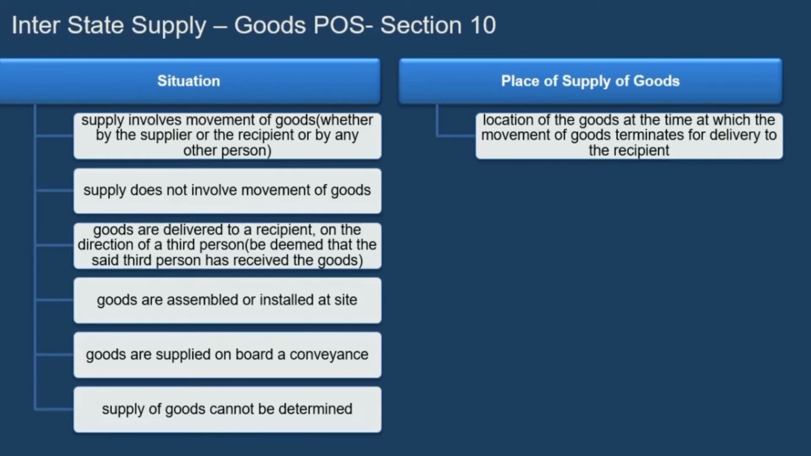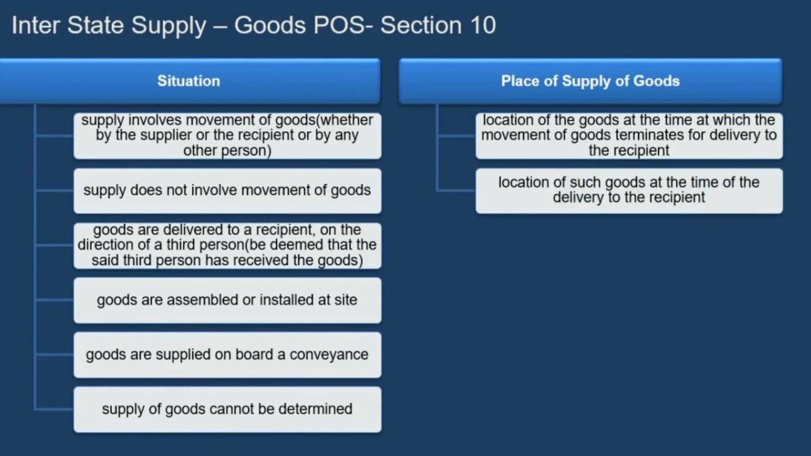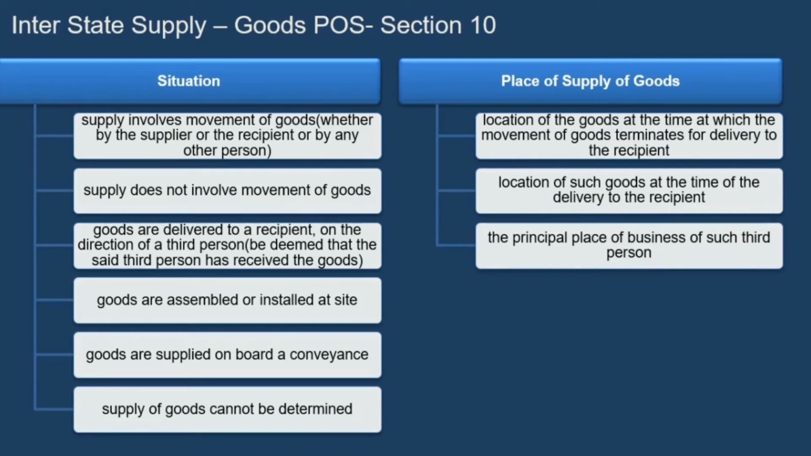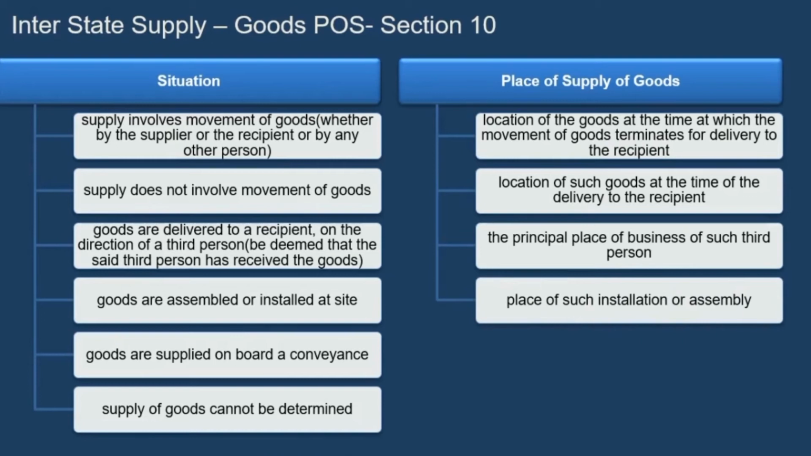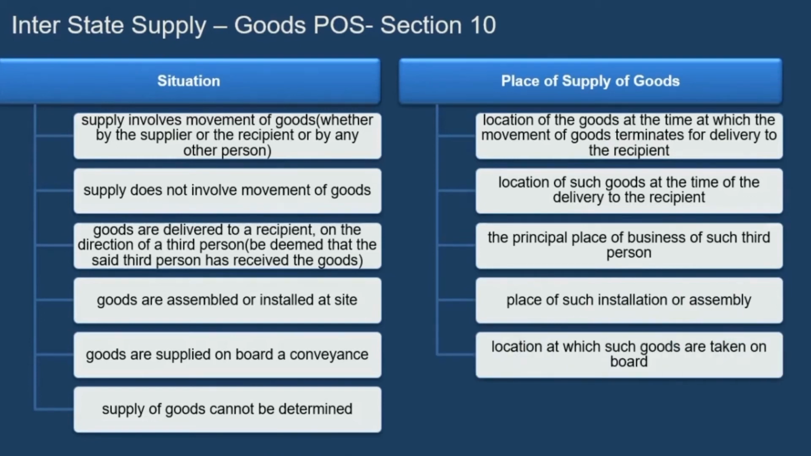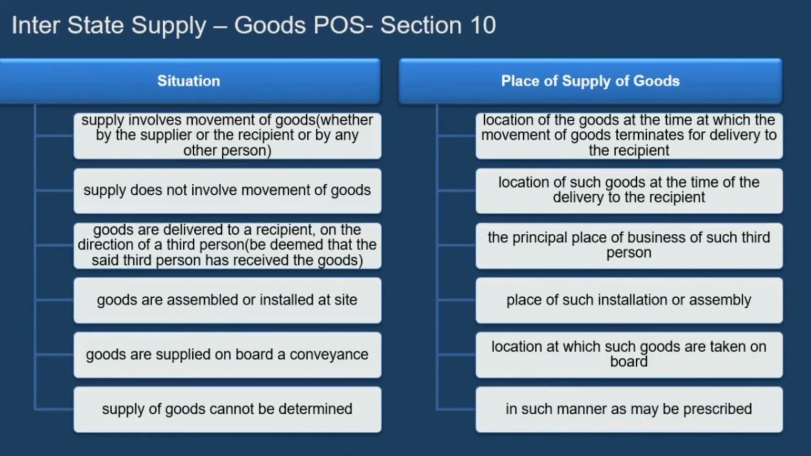What it mentions: supply does not involve movement of goods, then the location of such goods at the time of delivery to the recipient. Where goods are delivered to the recipient on the direction of a third person, it shall be deemed that the third person has received the goods, and the place of supply is the principal place of business of such third person. It is not so confusing; it is a very simple concept, but we will discuss it with an example later. Goods assembled or installed at site: the place of such assembly or installation. Goods supplied on board a conveyance: the location at which the goods are taken on board. And where the place of supply of goods cannot be determined, it is determined in such manner as may be prescribed. So this is the Act. Let us try to understand each and every principle one by one with examples.